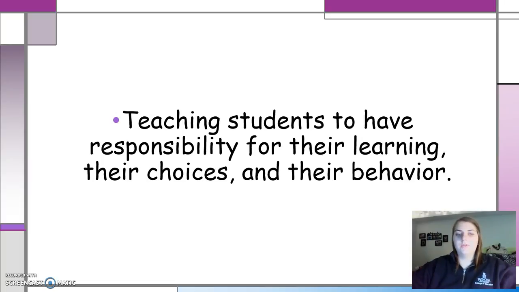Secondly, I really believe that it is important to teach students to have responsibility for their learning, their choices, and their behavior. I think that it's a very good trait for students to have, to know that the choices are their own choices. They're the ones that they made, and they need to learn that they have to take responsibility for those choices.